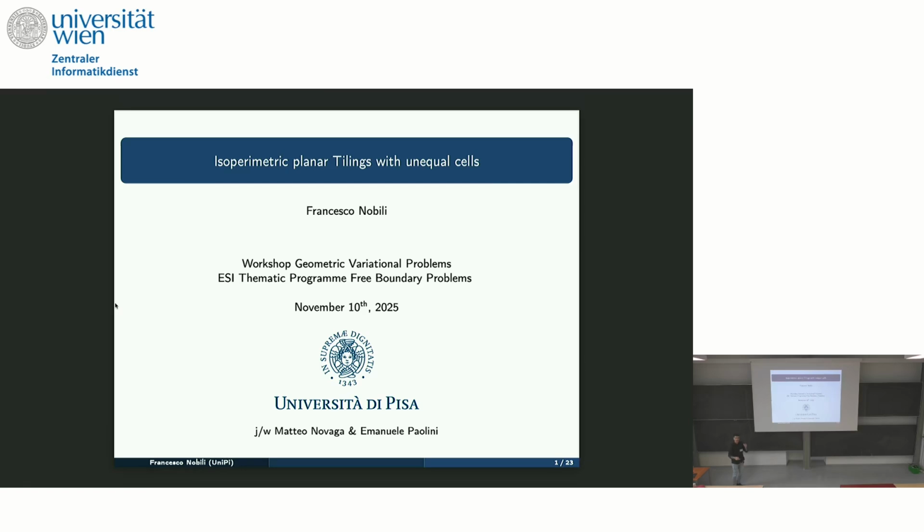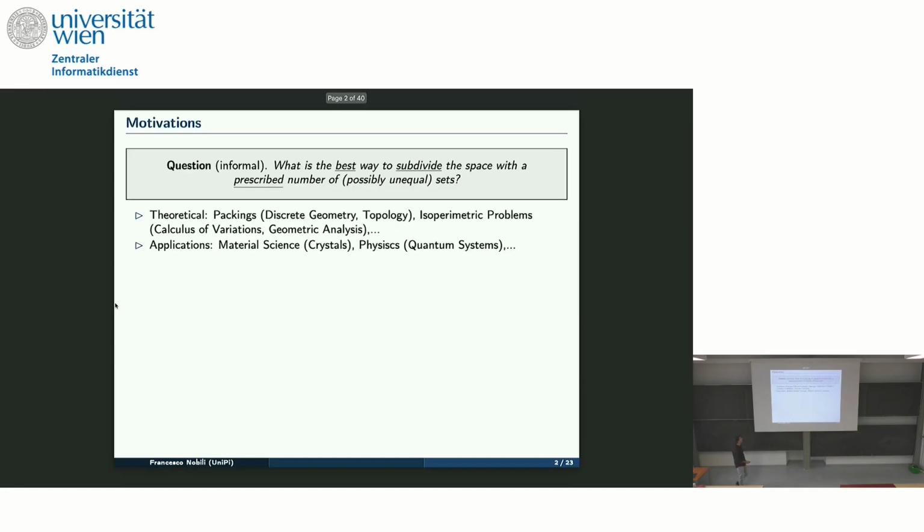Okay, so I will keep up with the second talk about tilings today, but with unequal cells. This is a joint work with Matteo Novaga and Paolini. Okay, so quick motivational slides.